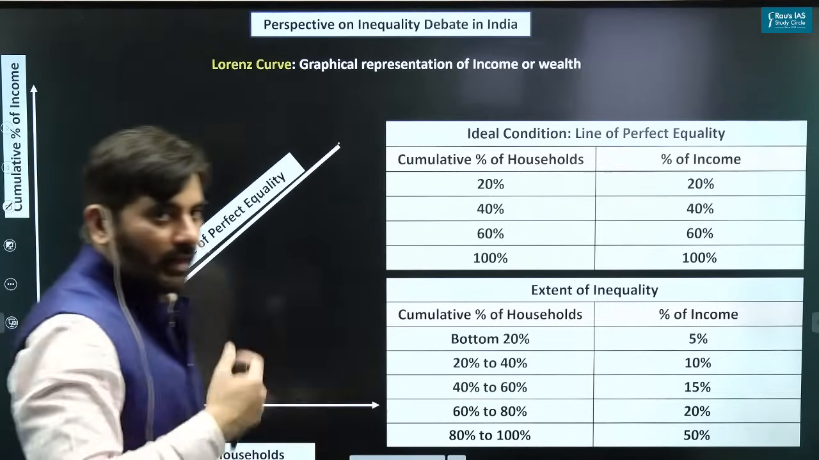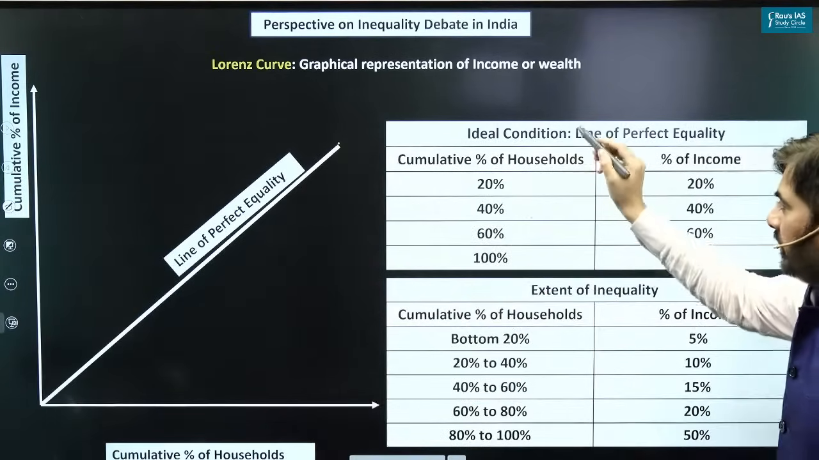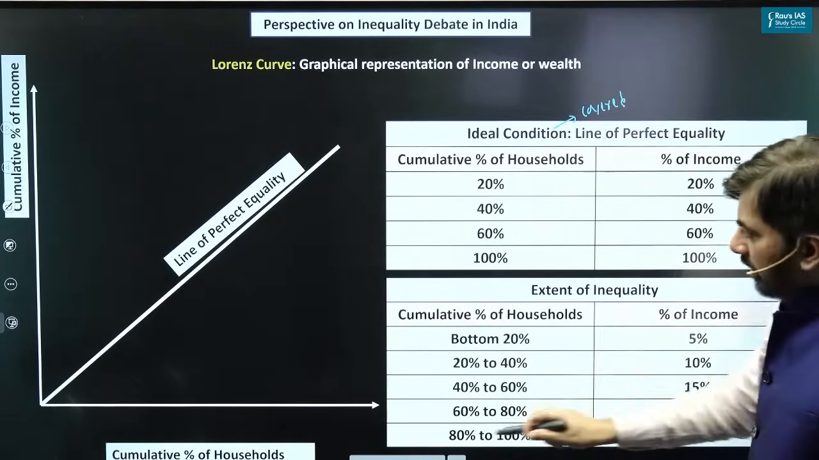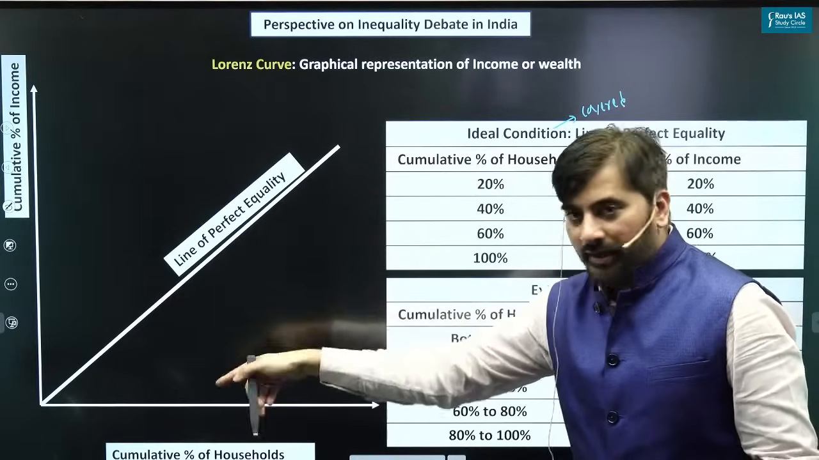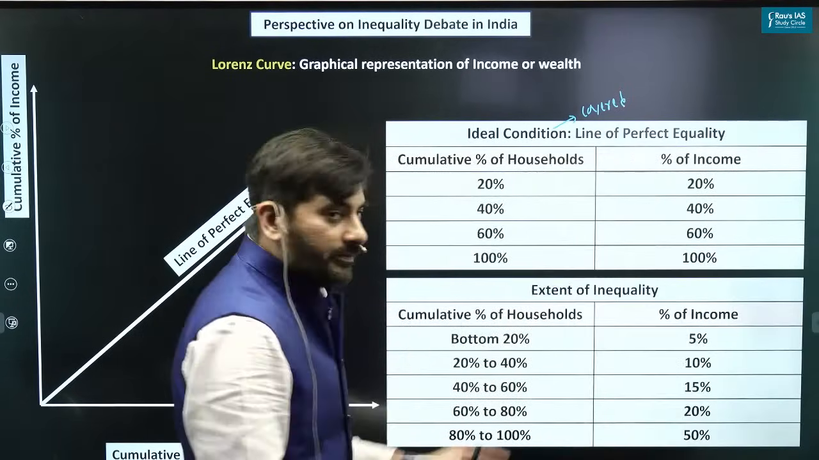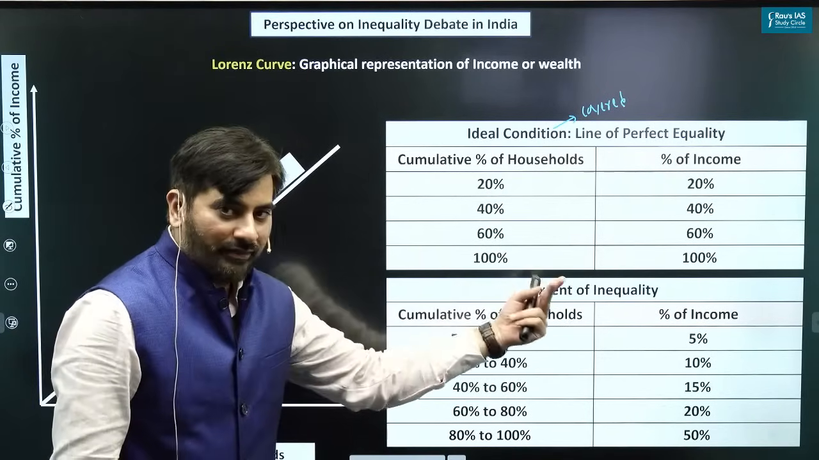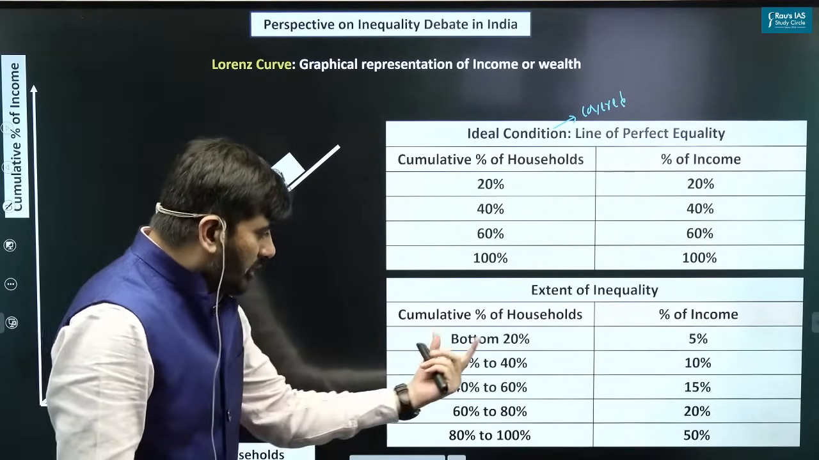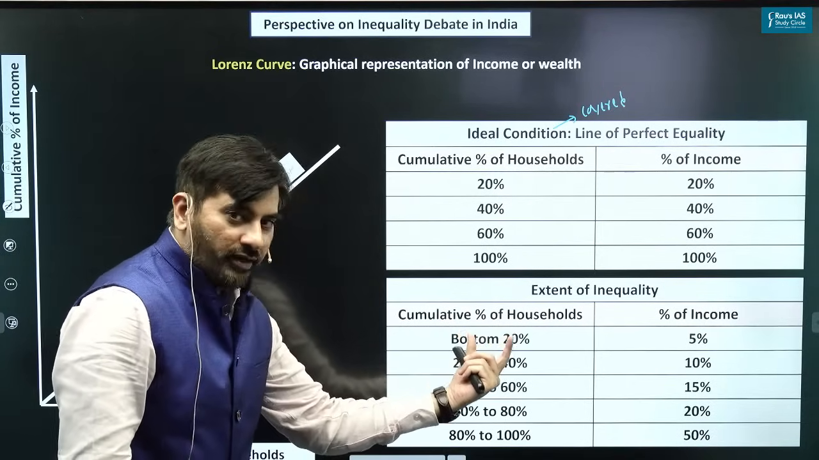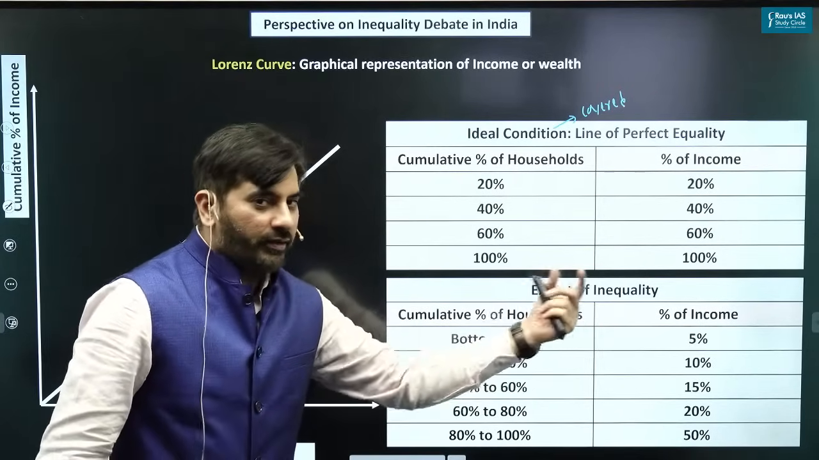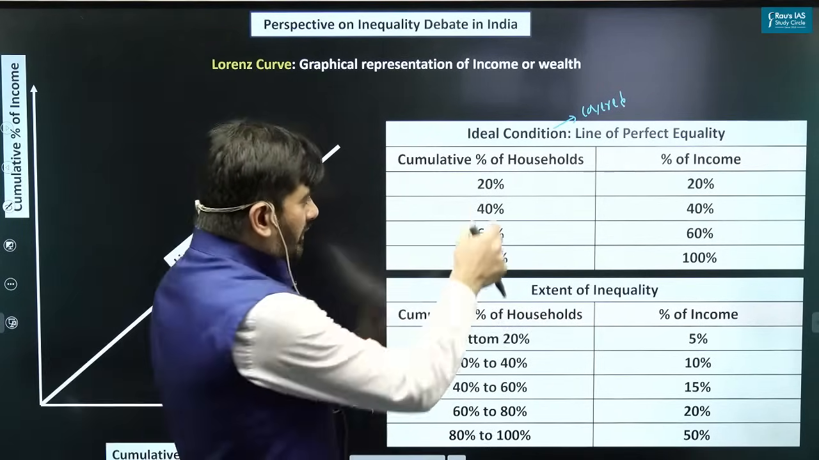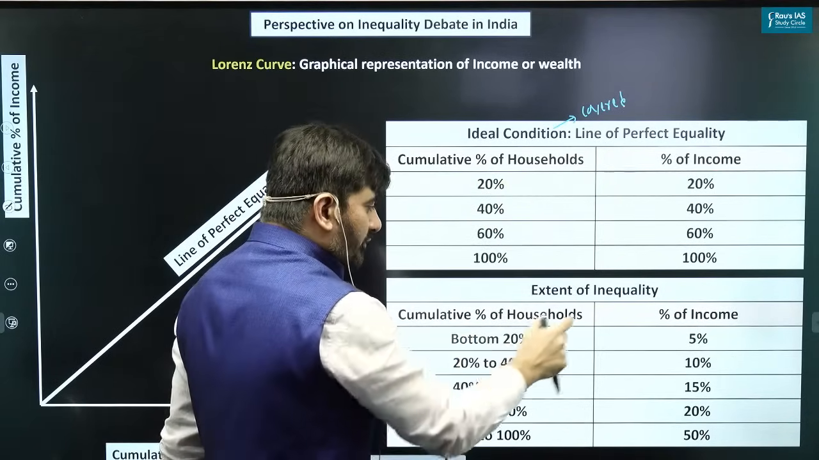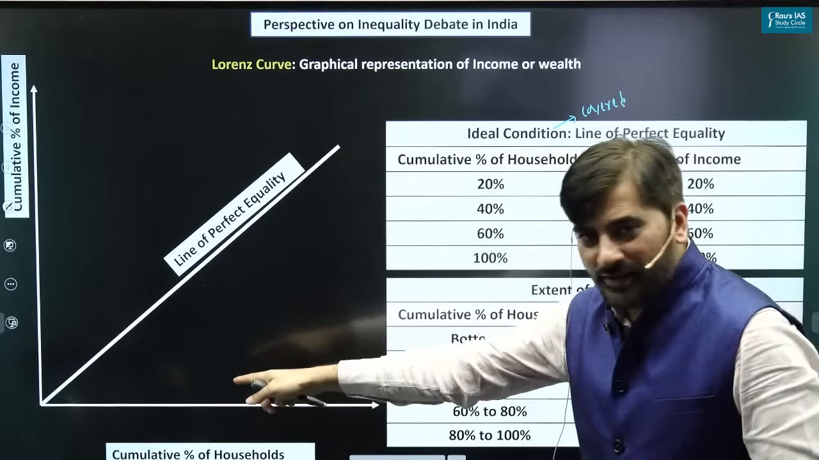Okay. Please concentrate here. This is what we have already covered. This is an ideal situation, right? Line of perfect equality. We have already covered that. But concentrate here. That is a real life situation where there is inequality. How is there inequality? The bottom 20% of households, right? They account for 5% of income. Here, 20% of households are having 20% of income, but here 20% of the households are having just 5% of income. Look at this particular graph.